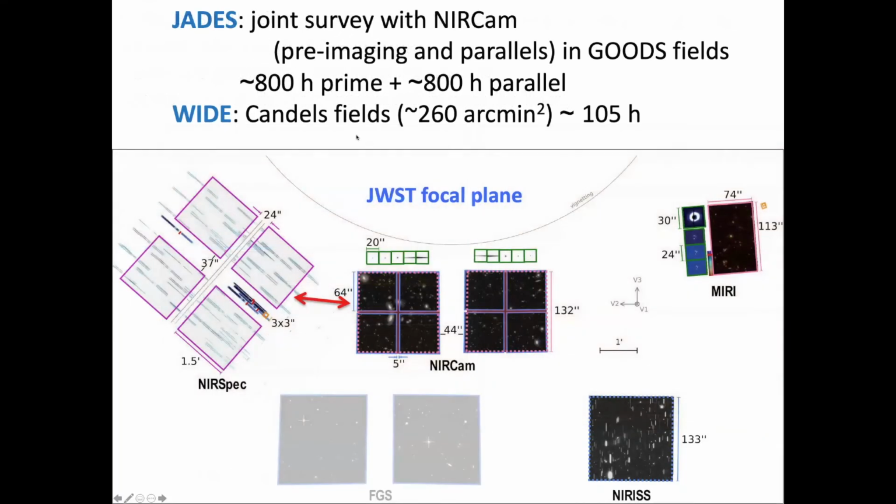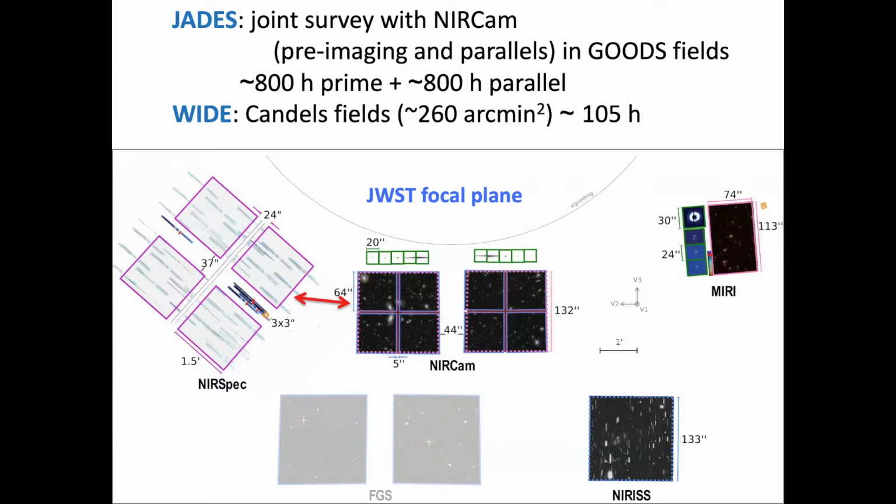Now, as I mentioned, the GTO survey consists of two main components. JADES is a joint GTO survey with the NIRCam team, and NIRCam will deliver fantastic, deep and high resolution images. I don't have the time to discuss that at all. It would deserve a completely separate presentation. Here we'll focus mostly on the multi-object spectroscopic component, given that this is a spectroscopic survey conference.